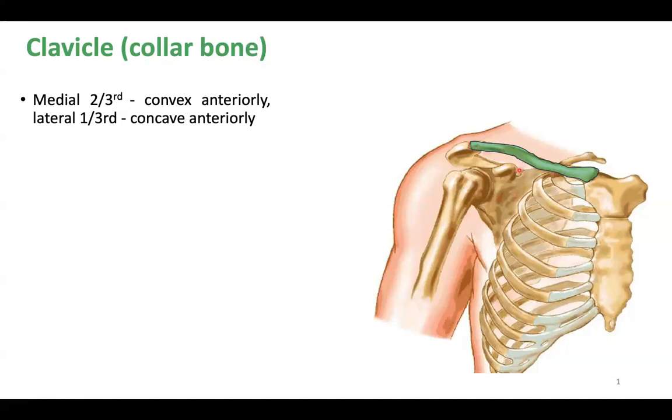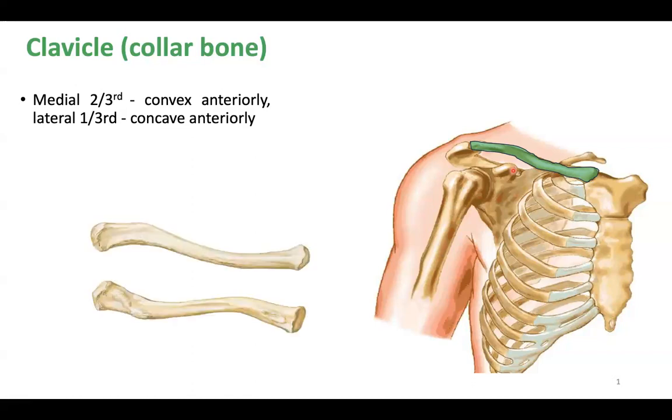So the junction is the weak point. Commonly, fracture happens at the weak point. Commonly, fracture happens at the junction of the medial two-thirds and the lateral one-third.